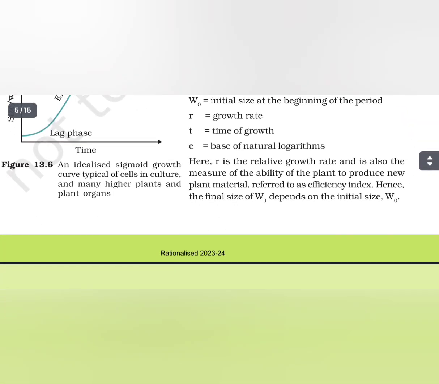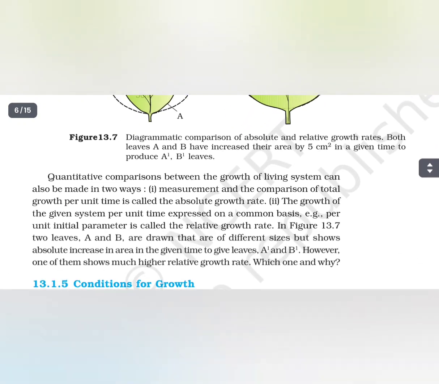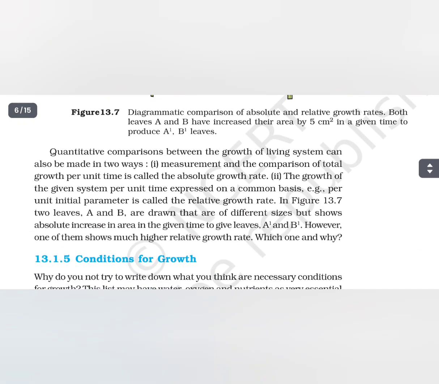Here r is the relative growth rate and is also the measure of the ability of the plant to produce new plant material, referred to as efficiency index. Hence the final size of W1 depends on the initial size W0. Quantitative comparisons between the growth of living systems can also be made in two ways. Measurement and the comparison of total growth per unit time is called the absolute growth rate. The growth of the given system per unit time expressed on a common basis, for example, per unit initial parameter, is called the relative growth rate.